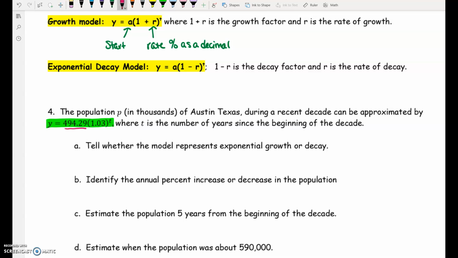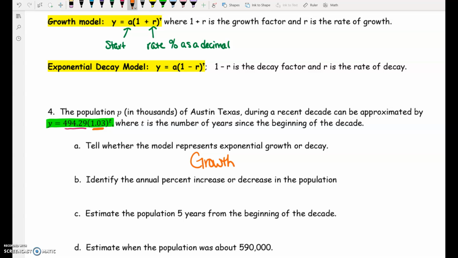Does this equation represent exponential growth or decay? You need to look at the stuff in the parentheses. Is the stuff in the parentheses bigger than 1 or smaller than 1? Bigger than 1, so that means it's exponential growth.